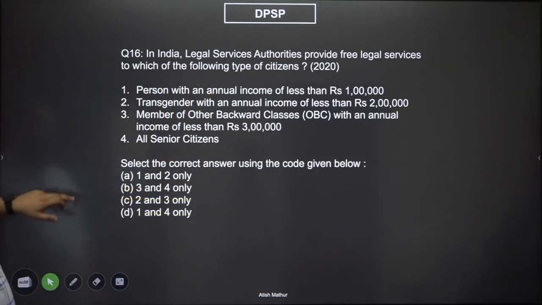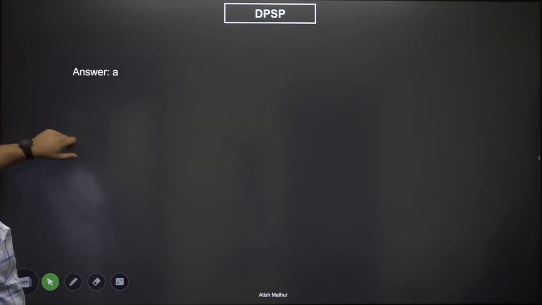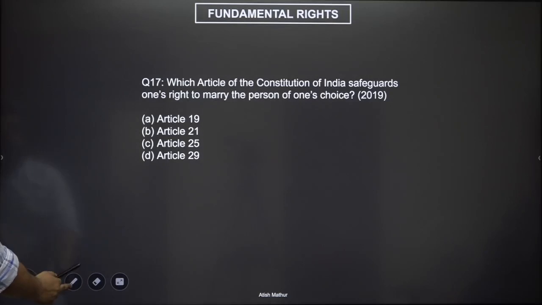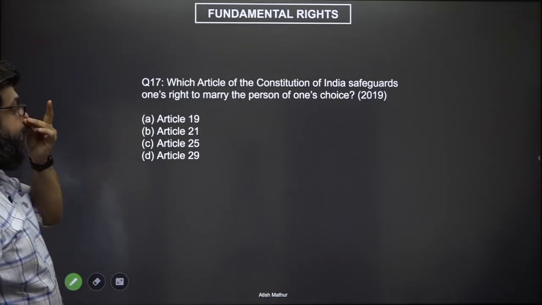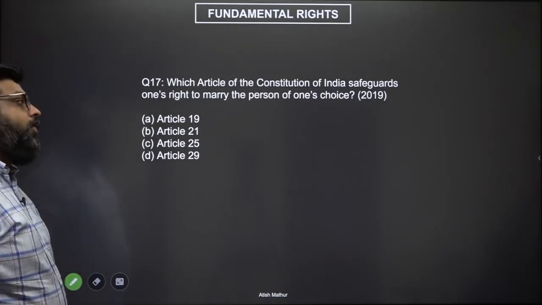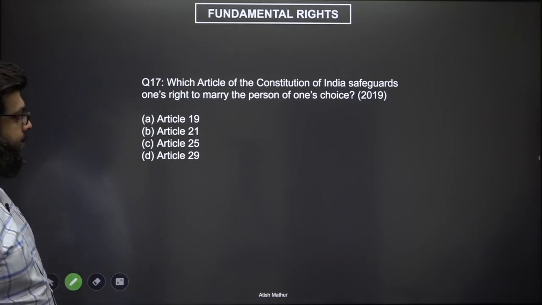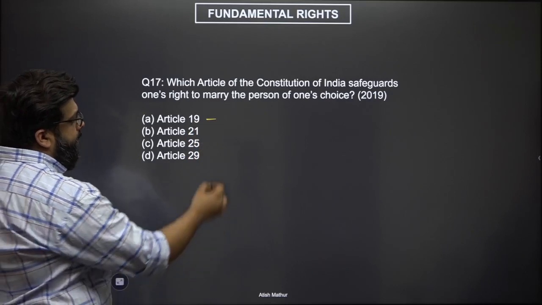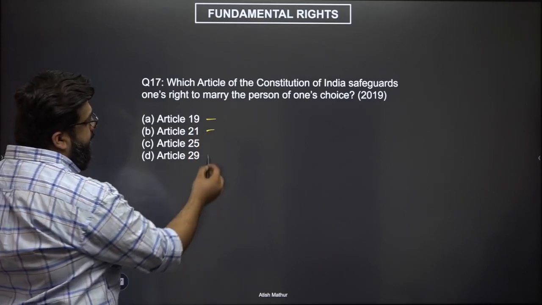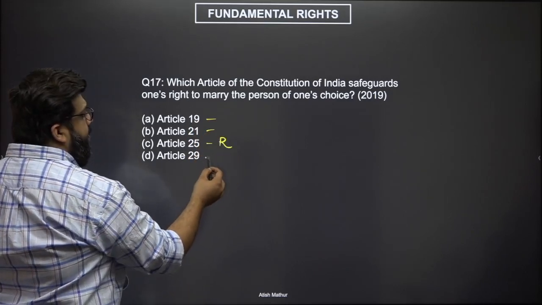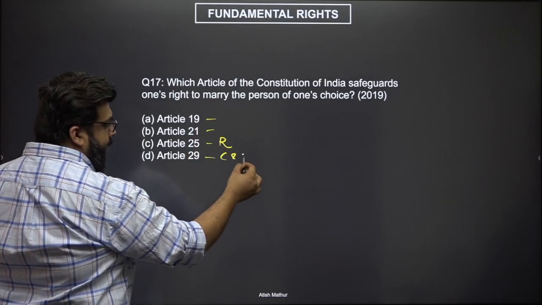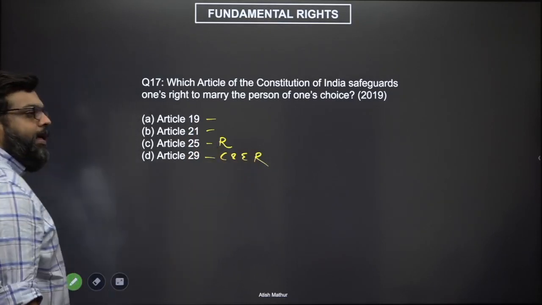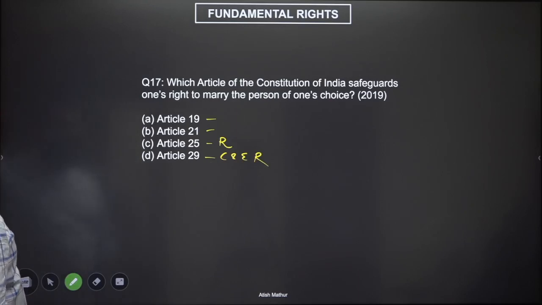All right. Next. There you go. Which article of the Constitution safeguards one's right to marry a person of one's choice? The right to marry somebody. Article 19 is freedom of speech and expression, 21 is life and liberty, 25 is religion, 29 is cultural and educational rights. Now let's eliminate by devil's advocate.